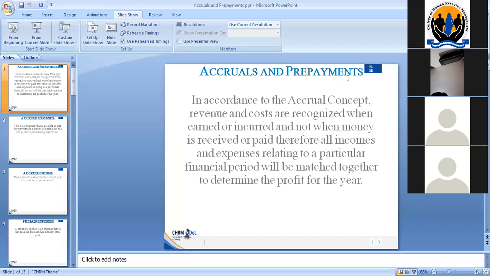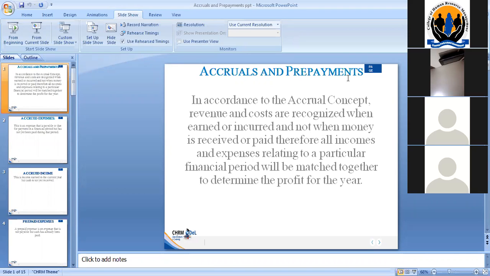If I go to prepayments, you can have another scenario. A business might pay an expense before the actual time for paying has come. That is to say, we have paid for an expense before actually we are asked to pay. For example, if it is an insurance expense, and we normally pay maybe 1,000 per month, so for the whole year we are supposed to pay 12,000. A business might decide to pay maybe 15,000.